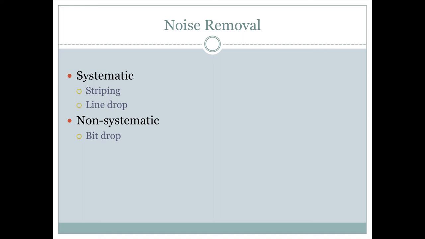Sometimes we can get noisy satellite imagery, but there are methods where we can remove the noise from the satellite imagery by following some steps. If we talk about what kind of noise we might find in satellite imagery, there's two different types.